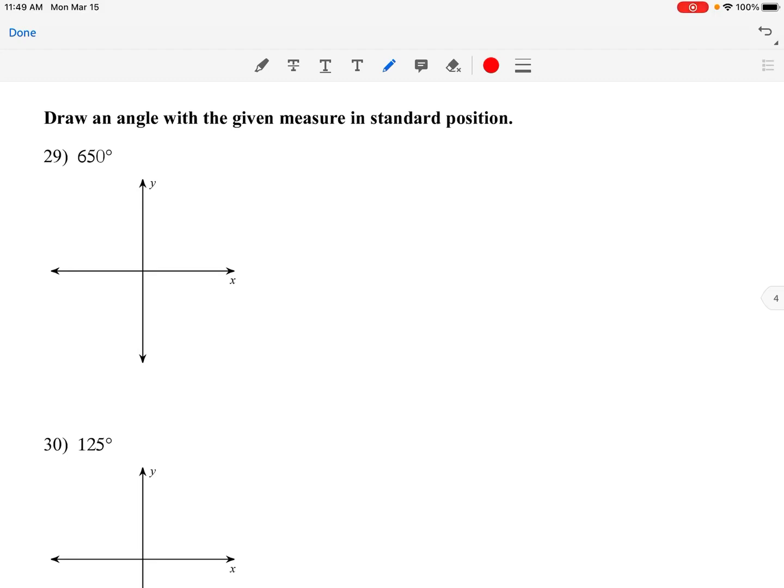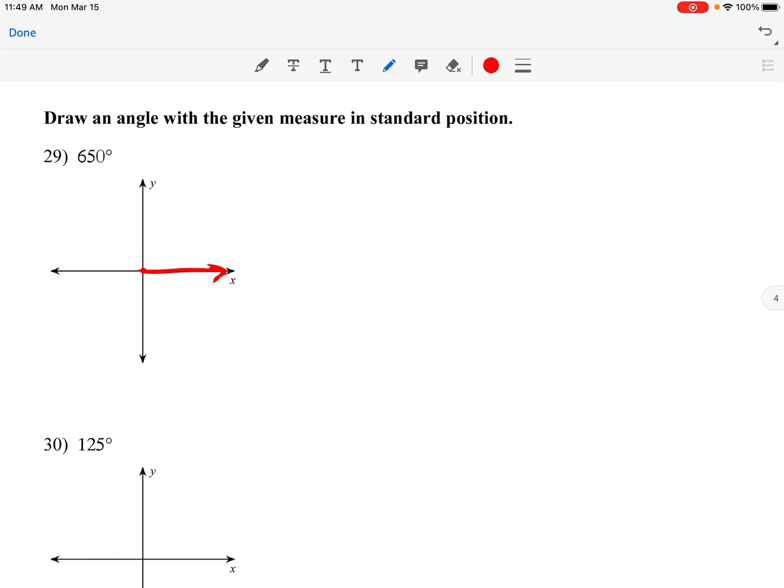A refresher on drawing angles in standard position. When you start, you need to always, always, always start with the initial side, which is the positive side of the x-axis, always. That will never change. And then from there, you have to decide, is it positive? If it's positive, I need to start circling this way. And if it's negative, you start going this way.